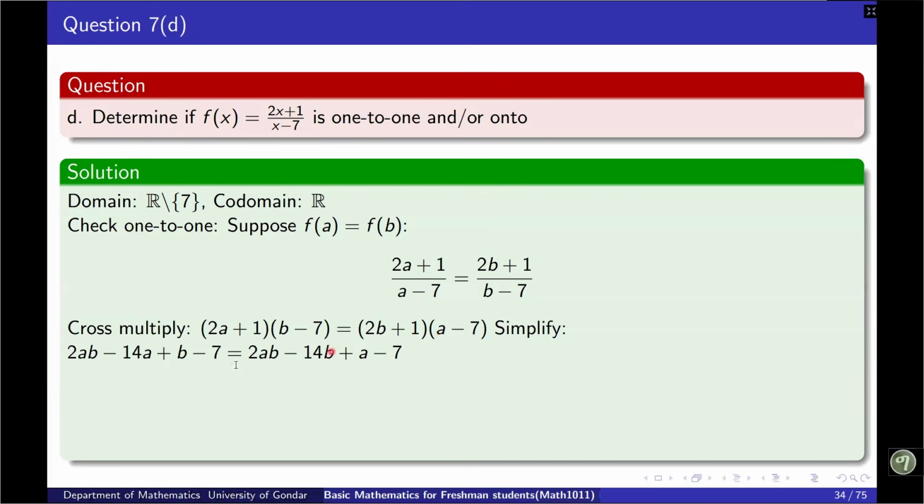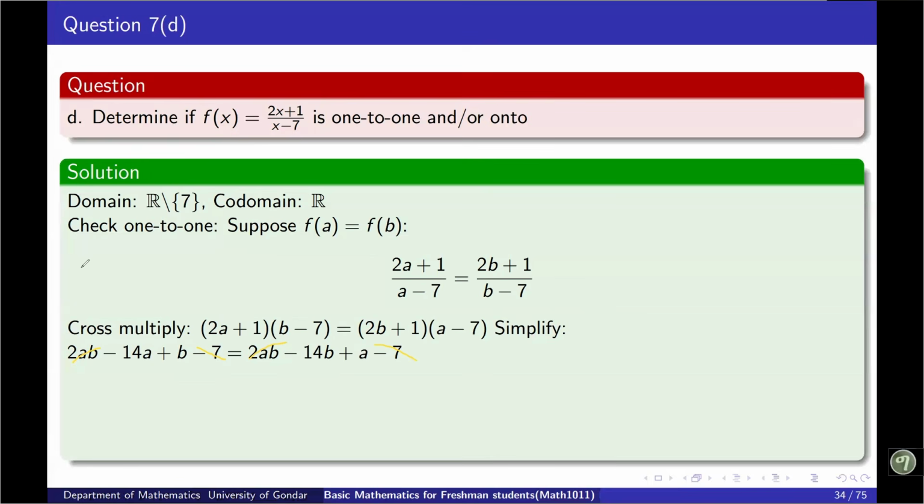Then further simplifying this one, we have twice of AB minus 4B plus B minus 7 is equal to twice of AB minus 14B plus A minus 7. Here we have that twice of AB can be cancelled by twice of AB. We have 7 again here, and this 7 can be cancelled by this one. Again, we have minus 14a plus b is equal to minus 14b plus a.